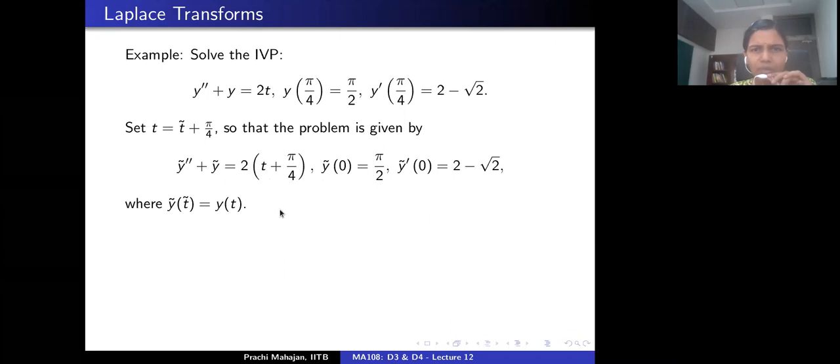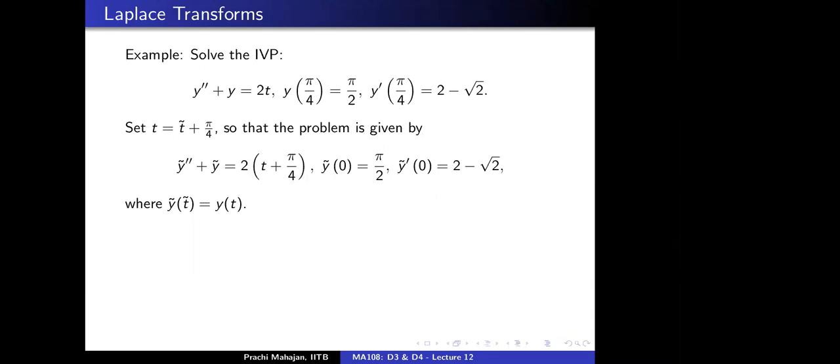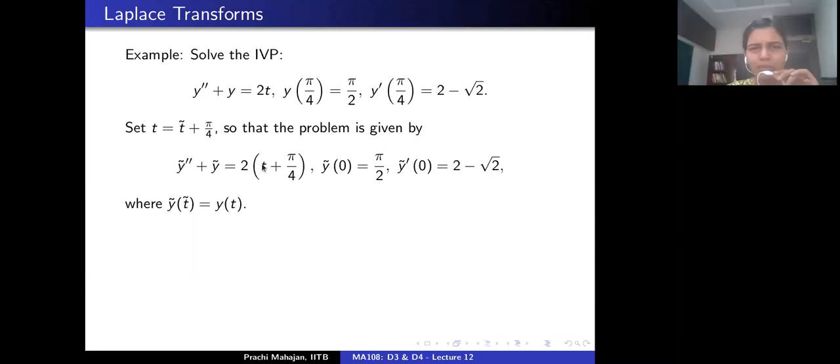Wait a minute. I should have a t tilde here. Sorry, this should be t tilde. And so the initial conditions are now at 0, right? Is this okay? Yes, everybody? Okay, all right. So this is a typo here. This should be t tilde and not t. I will fix this.